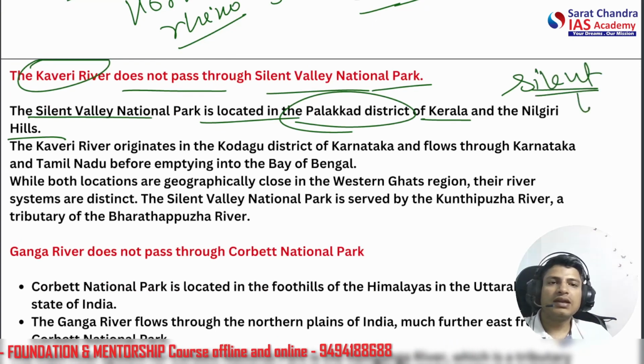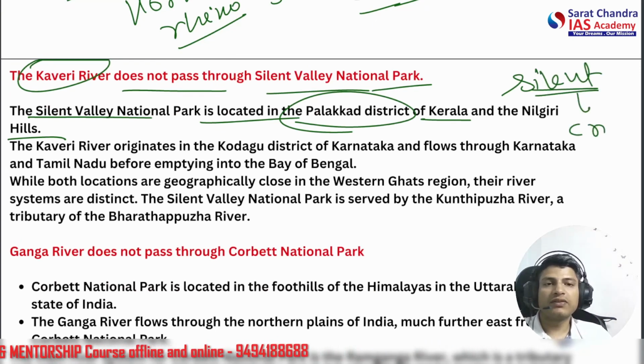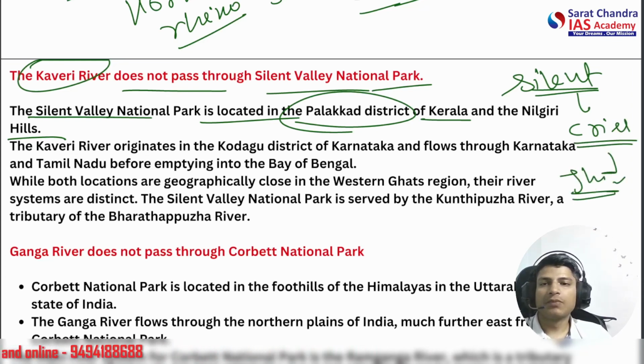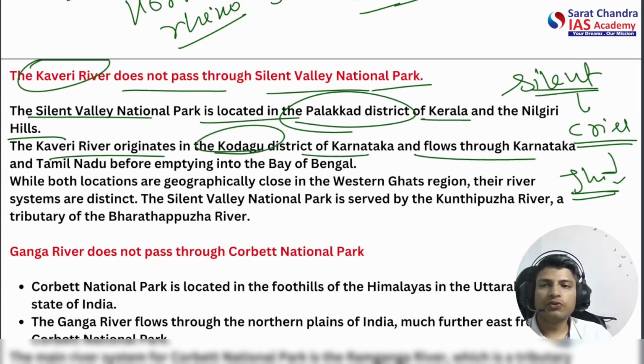Because in the night there is no sound of crickets in the jungle. Crickets are not found here. Cricket is known as Jhingur in Hindi. So the Kaveri River originates in the Kodagu district of Karnataka and flows through Karnataka and Tamil Nadu. We all know this. We have already read this.